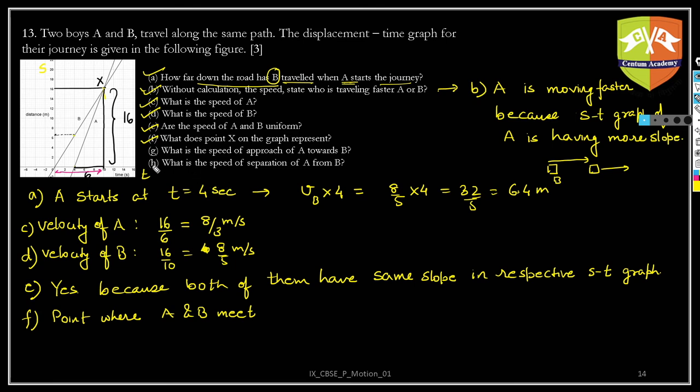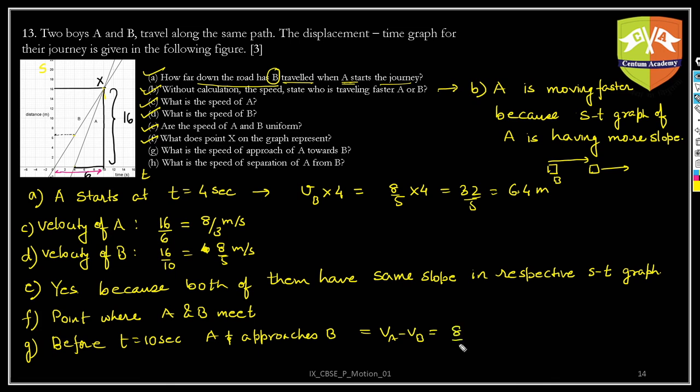Now, let's see this next question. What is the speed of approach of A towards B? So when is A approaching towards B? Before 10 seconds, A is approaching B. And after 10 seconds, A is separating from B, isn't it? So let's write, before T is equal to 10 seconds, A is approaching B. A is moving towards B. Why? Because A is moving faster. So what will be the speed of approach? Simply VA minus VB.